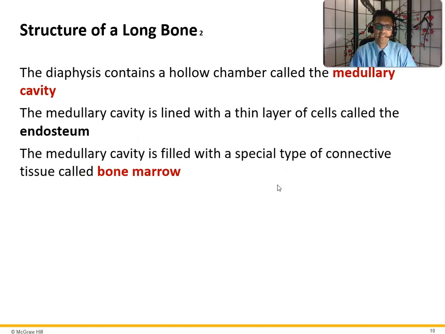The diaphysis contains a hollow chamber called the medullary cavity. The medullary cavity is lined with a thin layer of cells called the endosteum. And the medullary cavity is filled with a special type of connective tissue called bone marrow. I don't know if you like to eat bone marrow. Obviously not of humans. It could be pigs or beef. I've never had it, but people say it's pretty darn good. I don't know. Never had it.